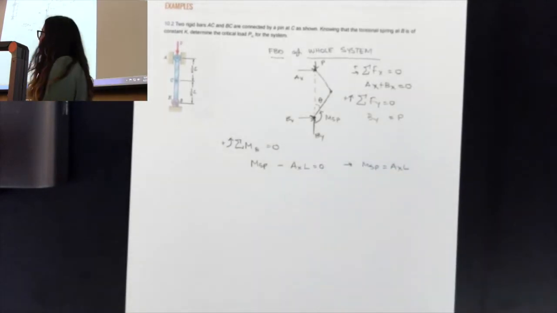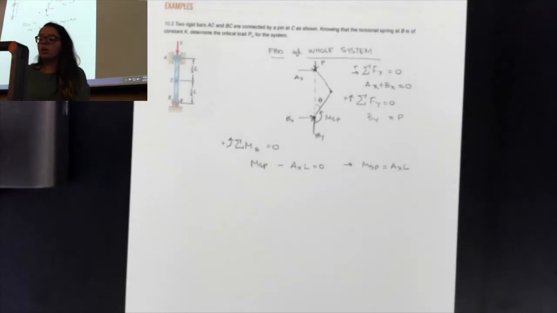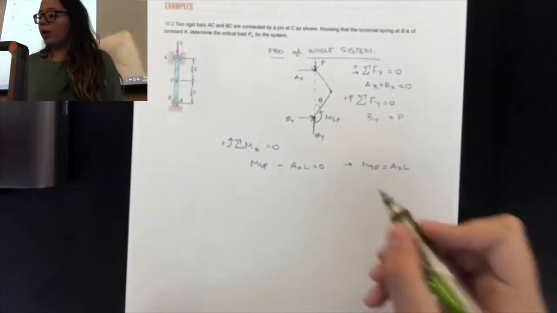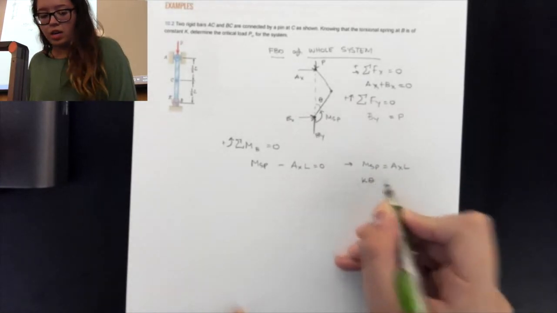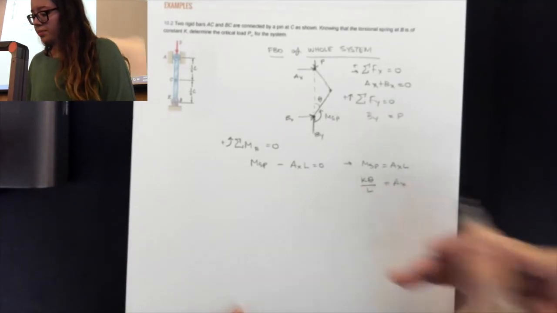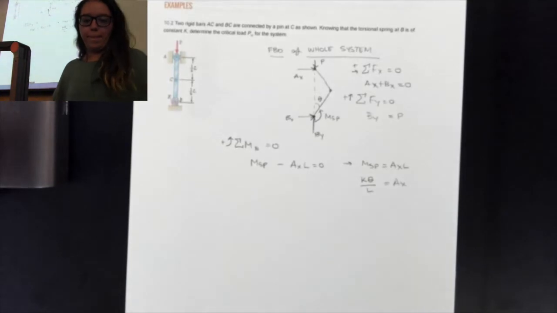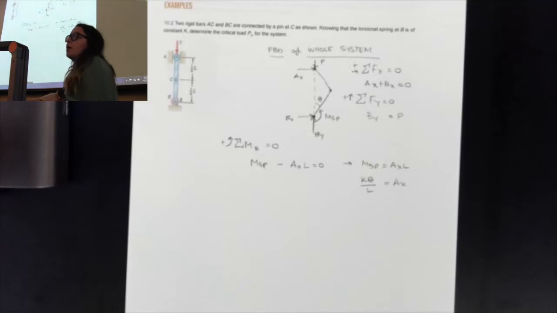Can we simplify this a little bit more? What do you guys think I can do with that M spring? What did we talk about? Yeah, okay, so we know for a linear spring we can change F spring to K times X. Okay, we can do the same thing that we talked about before with our torsional spring. We said that it was K times theta. Okay, so we have K times theta over L is equal to Ax. Okay? Does that make sense to everybody, what we've done so far?